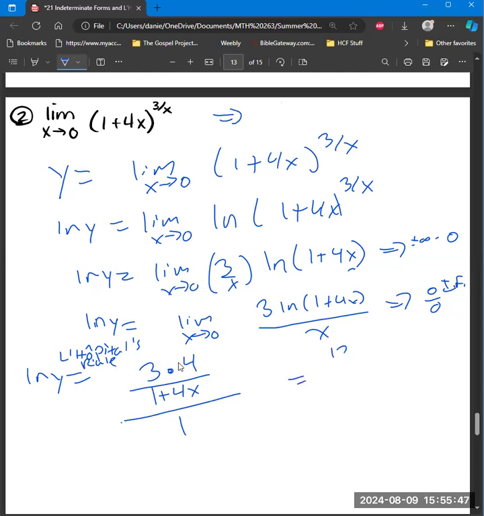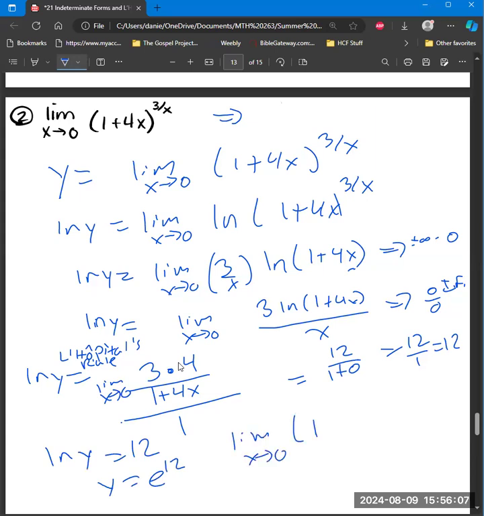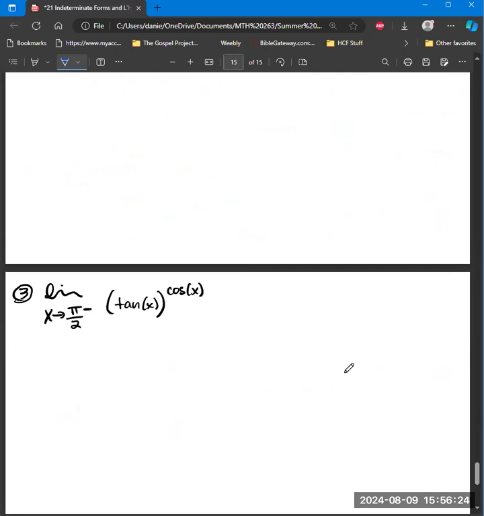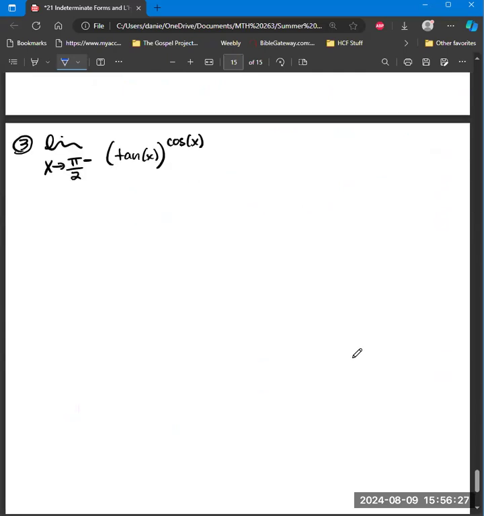So this is going to be 12 over, this is the limit as x goes to 0, 12 over 1 plus 0, is 12 over 1, is 12. So ln of y is 12, and y is equal to e to the 12th. That makes the limit as x goes to 0 of 1 plus 4x to the 3 over x equal to e to the 12th power. We're going to do this one next.